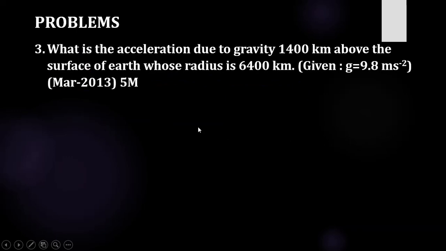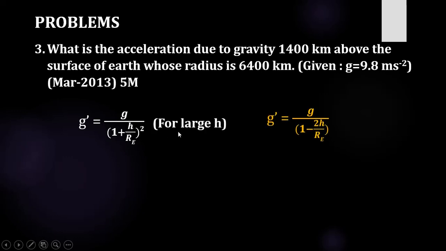The third problem is, what is the acceleration due to gravity 1400 kilometers above the surface of Earth, whose radius is 6400 kilometer? The g value is given, and it was asked in March 2013 for 5 marks. We already know the formula. g dash is the acceleration due to gravity at a certain height. Here the height is given as 1400 kilometers. This height is more than 5% of radius, so we should take this formula, g upon 1 plus h upon Re whole square. This is for large height, and this is the formula for small height. We are not taking this.